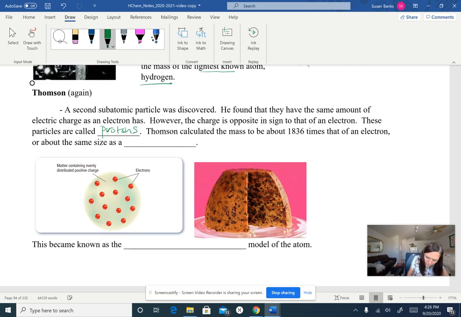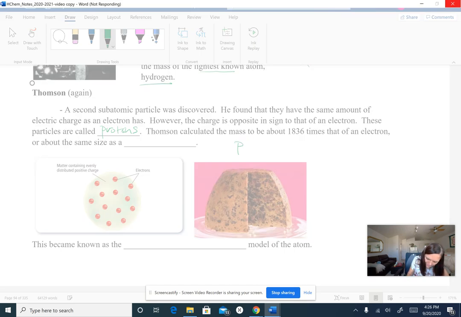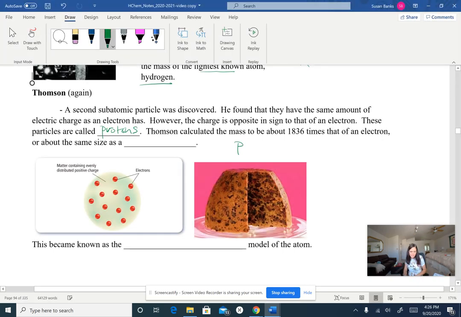Protons. And we symbolize protons with a lowercase p, and a plus on the upper right-hand corner, okay? Thomson calculated the mass of a proton to be about 1,836 times that of an electron, or pretty much the same size as a hydrogen atom.